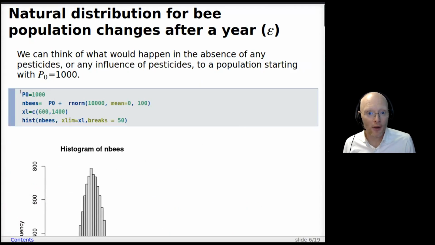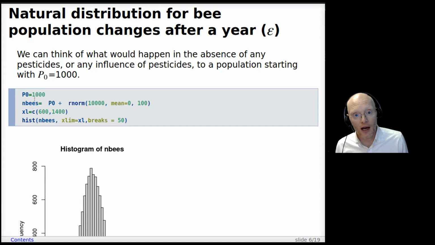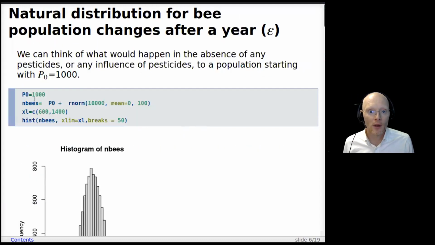So here's the first little bit of code. I'm going to set P0, this initial value, the size of the hive, to 1,000. And then NBs is going to be the number of bees, the population of the hive at the end of a year. As in our equation that we were just looking at, it's going to be P0 plus the epsilon term. For a moment, there's no pesticide term because we're thinking about the natural variation.